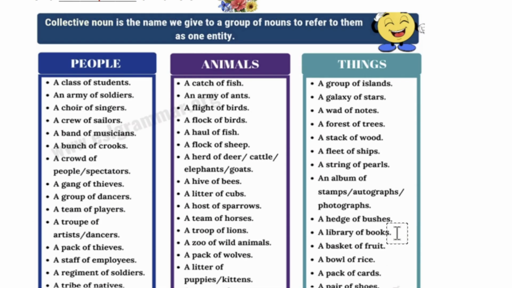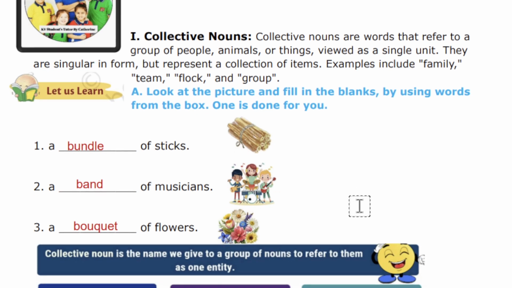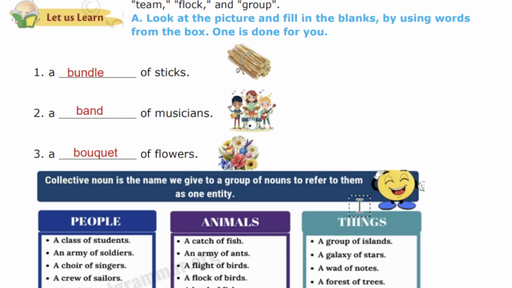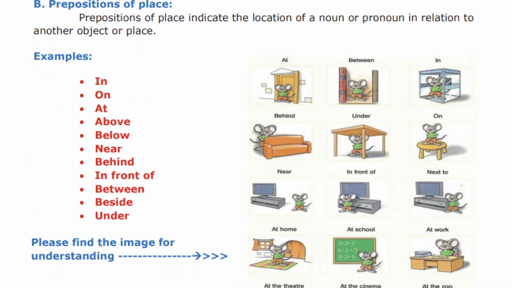Okay, so this portion is completed. Collective nouns. Okay, in exam they will ask in fill in the blanks like a dash of fish. You can write a catch of fish, or a dash of wood. You can write a stack of wood. Okay, so next, preposition of place.